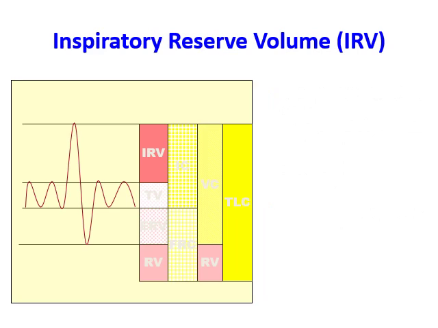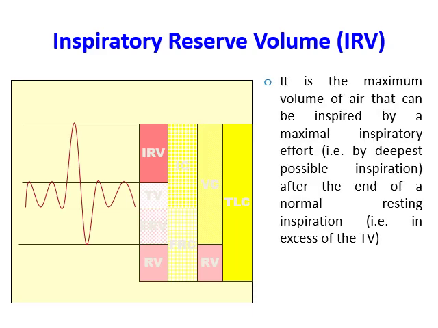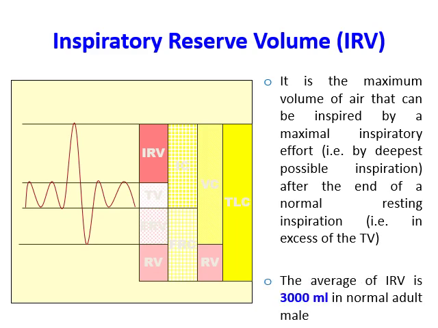The second static lung volume is the inspiratory reserve volume. It's the maximum volume of air that can be inspired from the end of a normal inspiration. And how much is it? The average inspiratory reserve volume is 3000 milliliters in a normal adult male. That's to say 3 liters. And where can you find it on the spirogram? The inspiratory reserve volume is this.